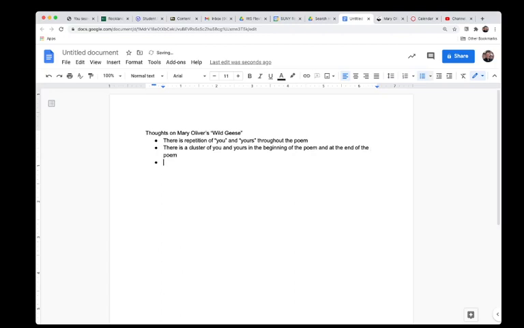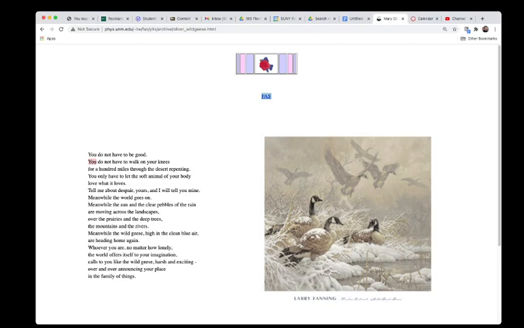Now, we don't know what this means yet. We have no idea if we're going to be able to create a claim out of this, but we've noticed that. Let's think about what else we're going to notice.